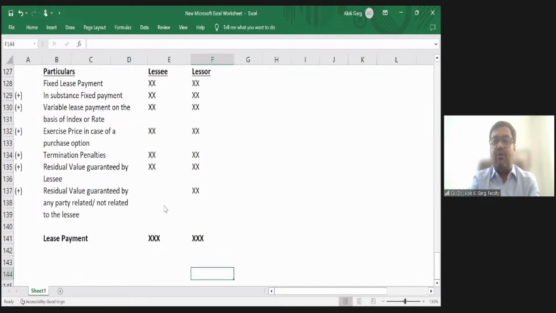I hope it is clear to all of you, friends. Now, I hope it is clear to all of you. Shruti, is it clear? Abdul, is it clear? Aksha, Kirti, Manoj. I hope it is clear to all of you.